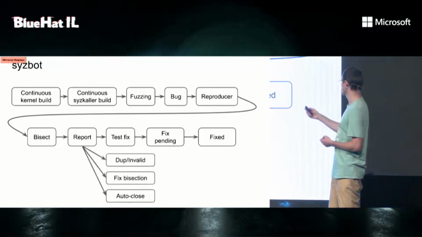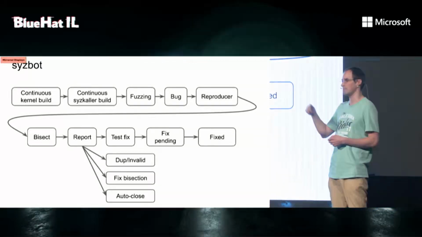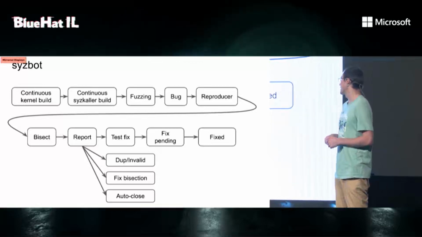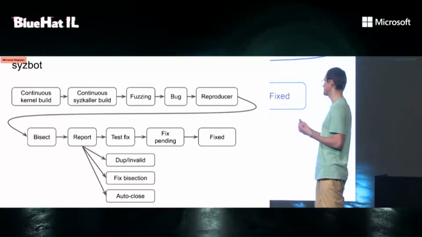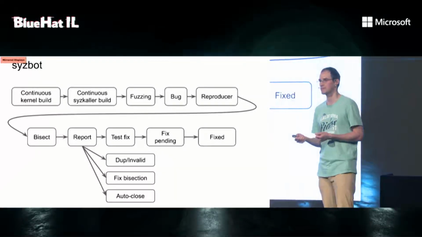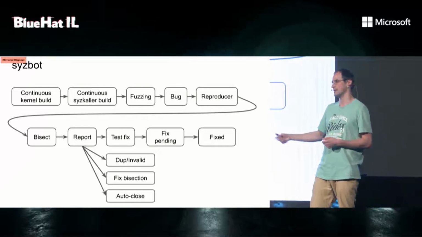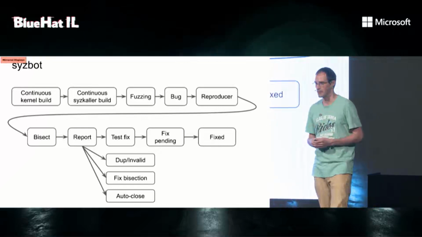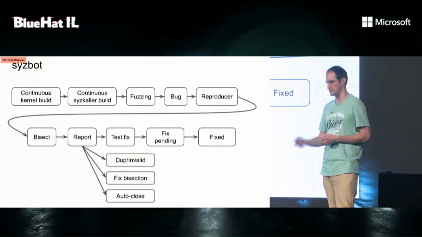Also, a few potential alternative paths. One is that a developer may say that this bug is a duplicate of that other bug, or this bug is invalid. Or we can do fix bisection. For example, if we notice that it stopped happening for some time, we can do fix bisection and say, hey, we think that this bug was fixed by this commit. Or if it doesn't have a reproducer, we have some logic to auto close the bugs after some time.